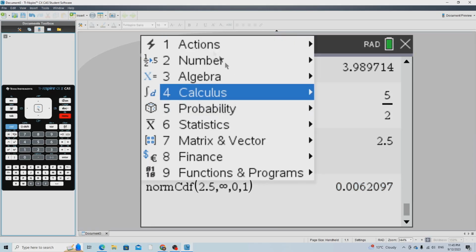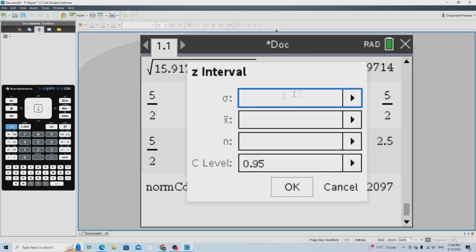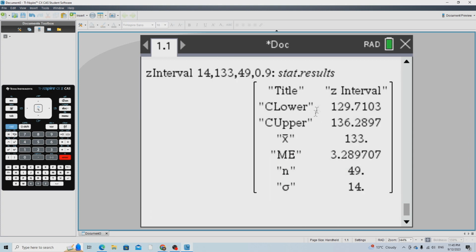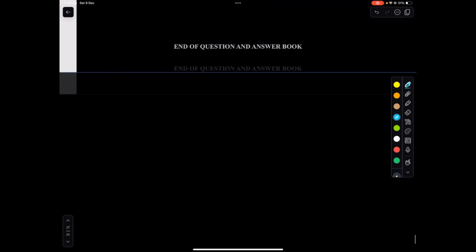So go to calculator, go to statistics, confidence intervals, and go to Z interval. We're going to go to stats. Okay, so we saw the standard deviation is 14. We know that the sample mean was 133, we know that there were 49 individuals, and we want 90%. So 0.9. Press enter. And we get our C lower and C upper, and we want it to the nearest integer. So what do we get? We get 130 to 136. That's it. That's the end of the exam.